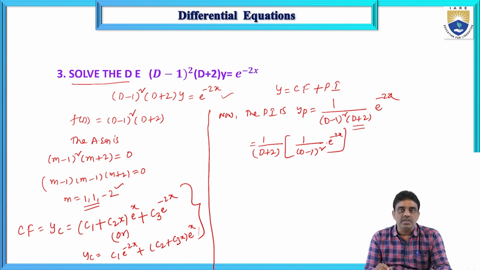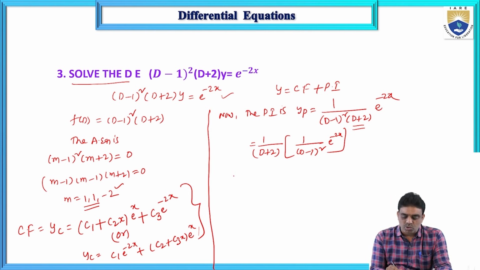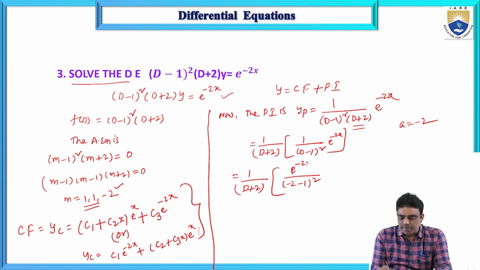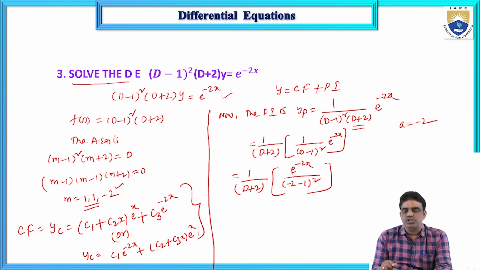This is the given function, and we have to operate with 1 by (D minus 1) whole square. So we know how to operate it by the shorter method. Just replace D with minus 2. Here a is equal to minus 2. 1 by (D minus 1) whole square, in place of D I am writing minus 2. It is e power minus 2x because it is not equal to 0.